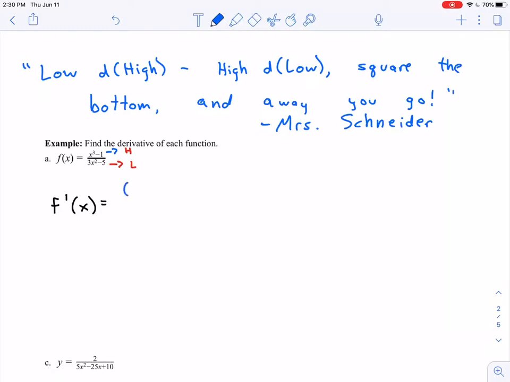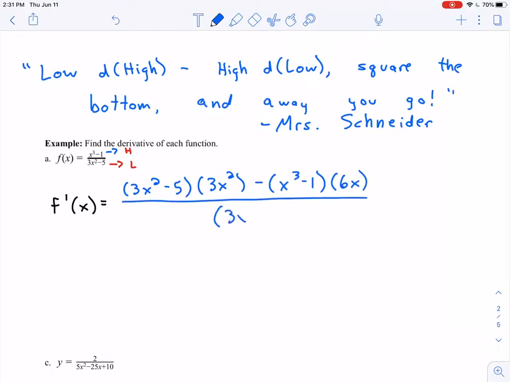So when I say low, that's the denominator. So low, that is 3x squared minus 5. D high, derivative of my numerator. So the derivative of x cubed minus 1, that's going to be 3x squared. Minus high, so that part, my numerator, that's going to stay the same. So x cubed minus 1, high. D low, derivative of my denominator, so the derivative of 3x squared minus 5. So that's going to be 6x. Square the bottom, 3x squared minus 5. And away you go.